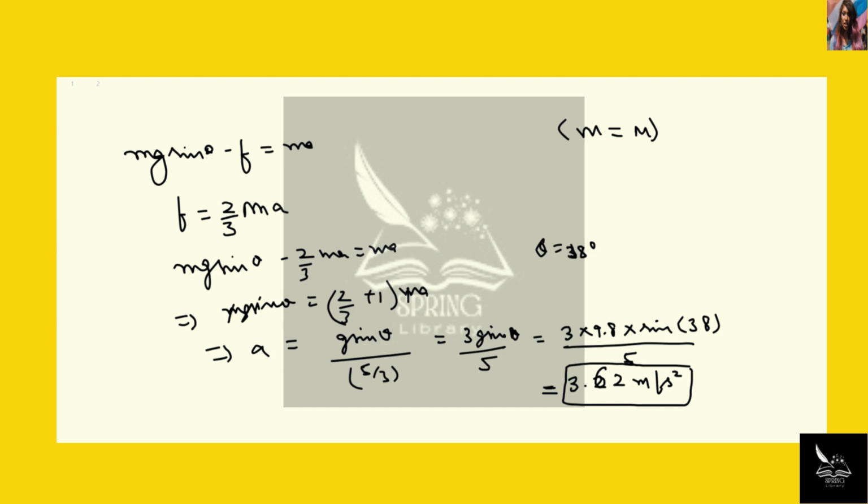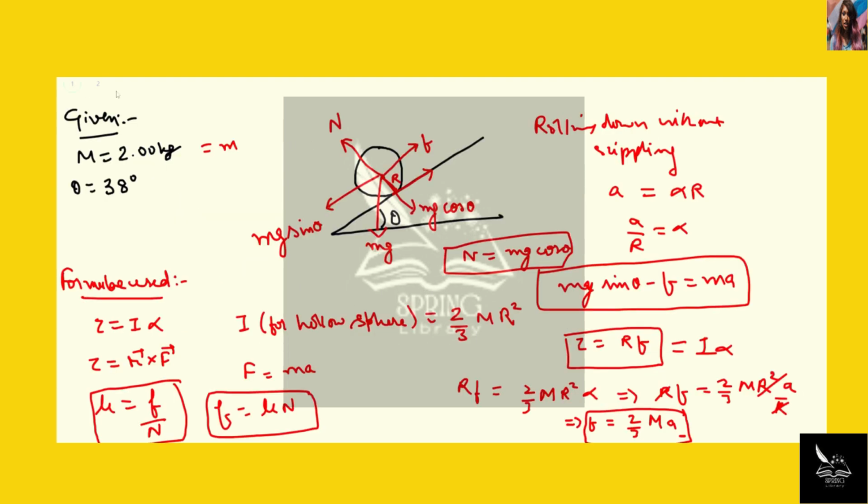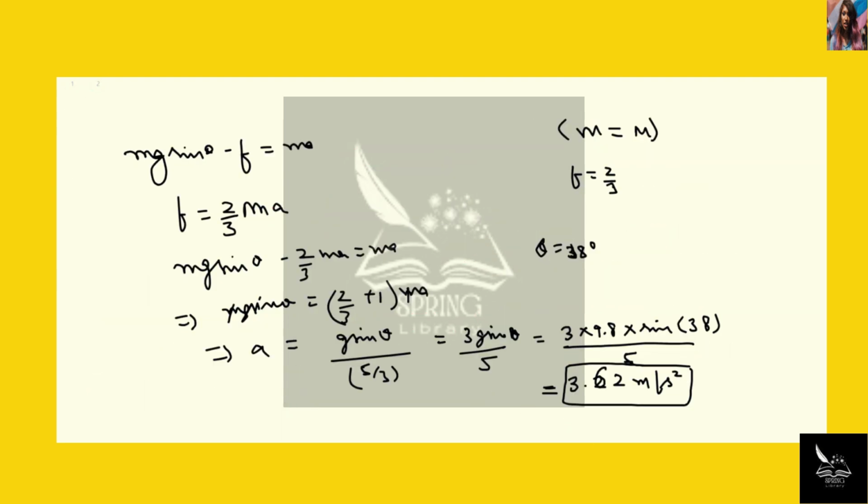Now finding the frictional force, which equals 2/3 ma. So F becomes 2/3, the mass is 2 kg, so this becomes 2 times 3.62. So this gives us 4.83 Newtons. So that's the frictional force, and that's your acceleration.